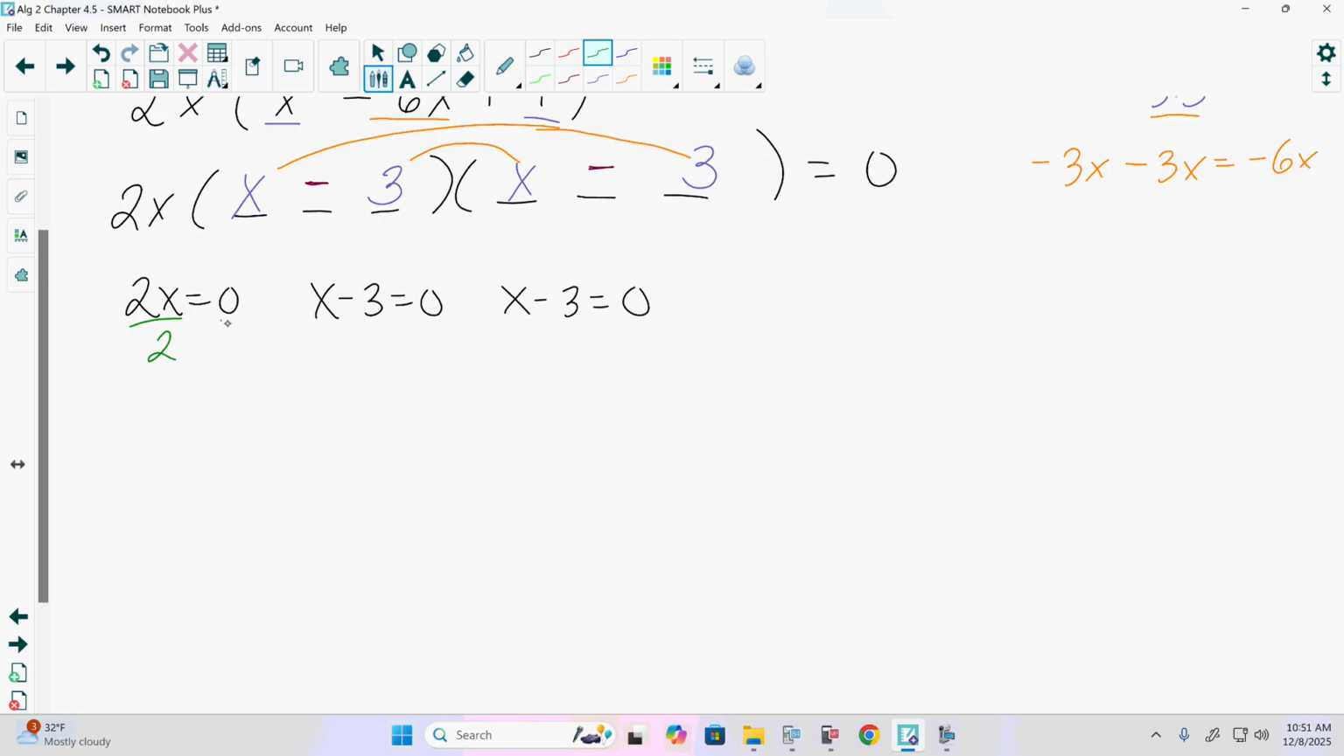And we can solve our 2x equals 0 first. So the first thing we can do is divide both sides by 2. And 2x divided by 2 is going to be just x, and 0 divided by 2 is 0. So one of our solutions for this here is that x is equal to 0.